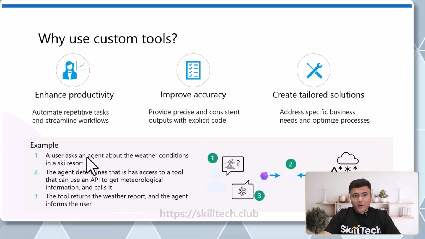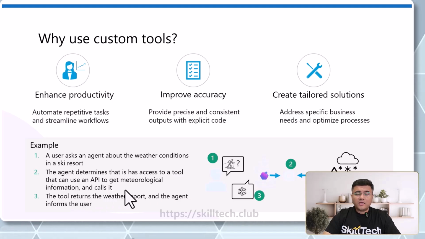Now, there is an example here: a user asks an agent about the weather condition in a ski resort. When this input comes to the agent, the agent determines that it has access to a tool that can use an API to get meteorological information, and it calls it, because this is a question a language model cannot answer directly. We need to provide specific data and a specific tool which can implement this logic and provide the solution. The tool returns the weather report and the agent informs the user. We are going to create this kind of agent in the coming labs, but right now we're going to focus on something else.